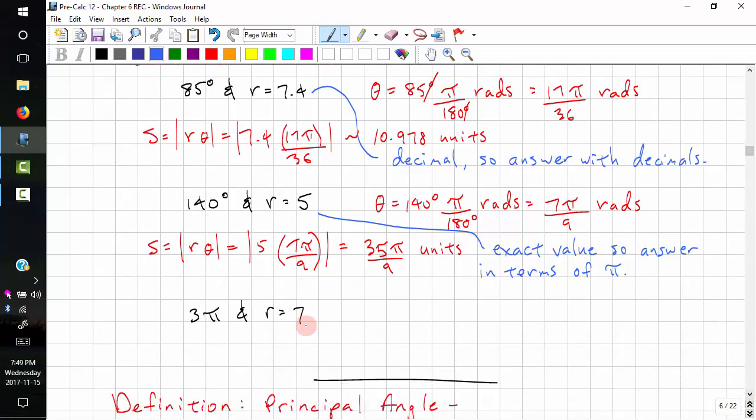That means we don't convert the pi to a decimal value. One more example. There's no degrees here, so there's no conversion necessary. We just go straight into the formula. S equals absolute value of R theta equals absolute value of 7 times 3 pi. That's 21 pi units.